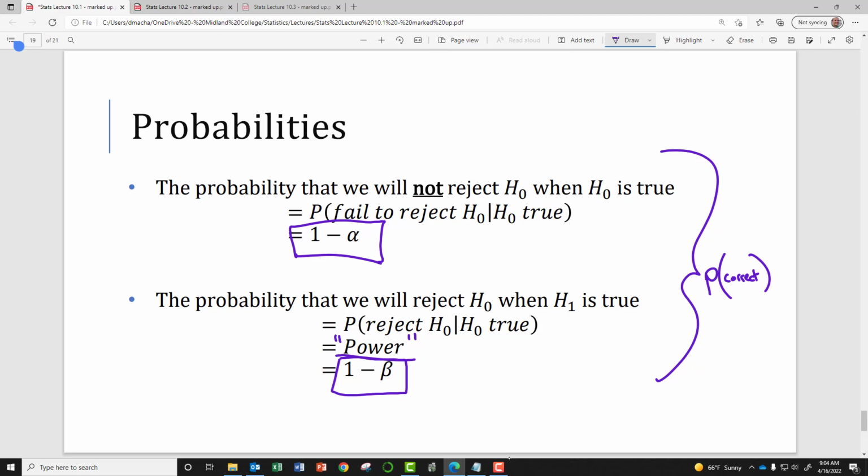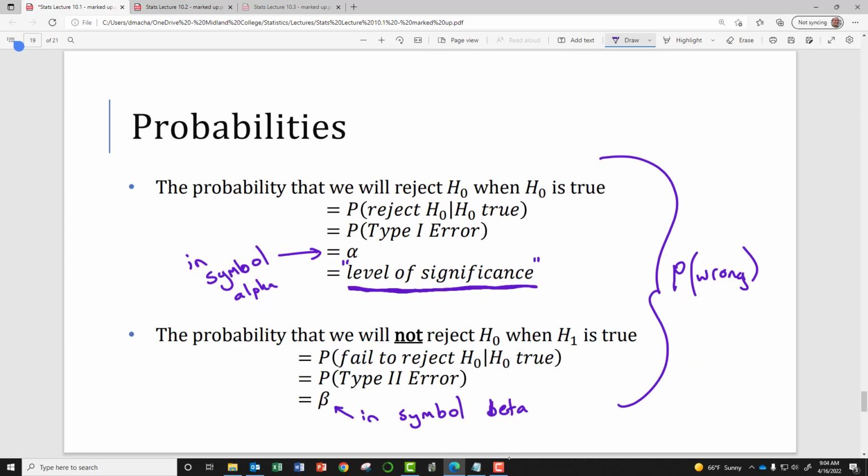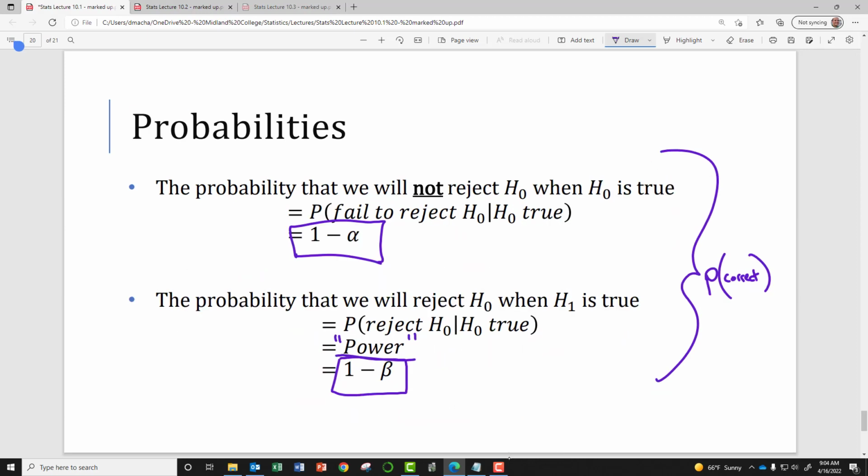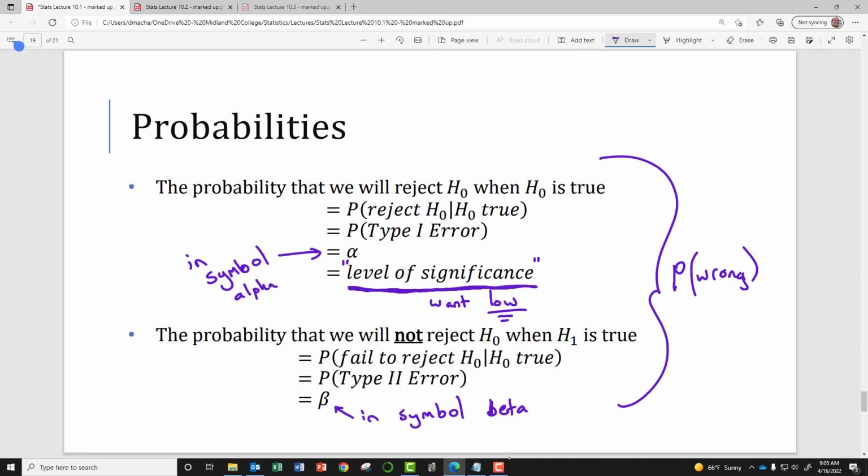And ideally, we would love to have a hypothesis test that has a very, very low level of significance. We want the level of significance to be very low in a hypothesis test because we want the probability of making any error to be very small. On the other hand, we want the power to be very high because if our alternative hypothesis is true, then we want to be able to reject the null hypothesis as often as possible. So we want the power to be high. We want the level of significance to be low.